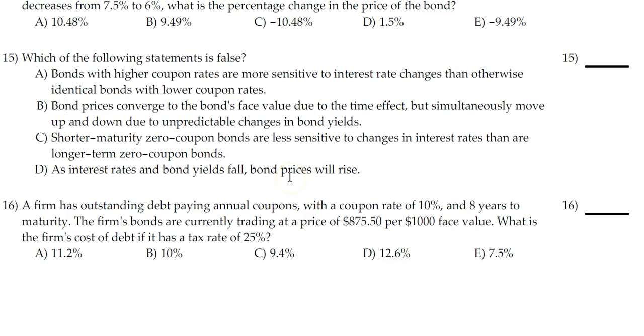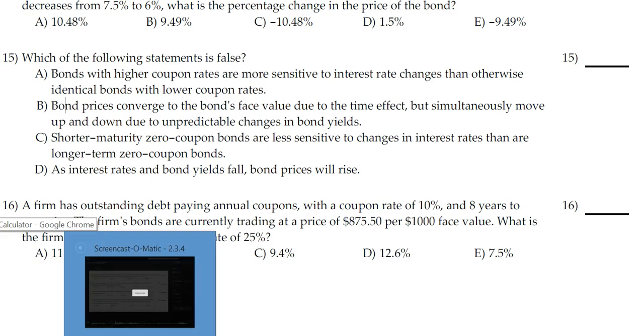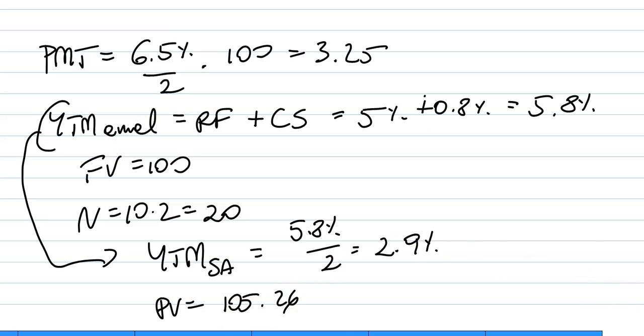All right. Last question in this video is question 16. A firm has an outstanding debt paying annual coupons with a coupon rate of 10% and 8 years to maturity. The firm's bonds are currently trading at a price of $875.50 per $1,000 face value. What is the firm's cost of debt if it has a tax rate of 25%? So this is kind of close to our weighted average cost of capital chapter.